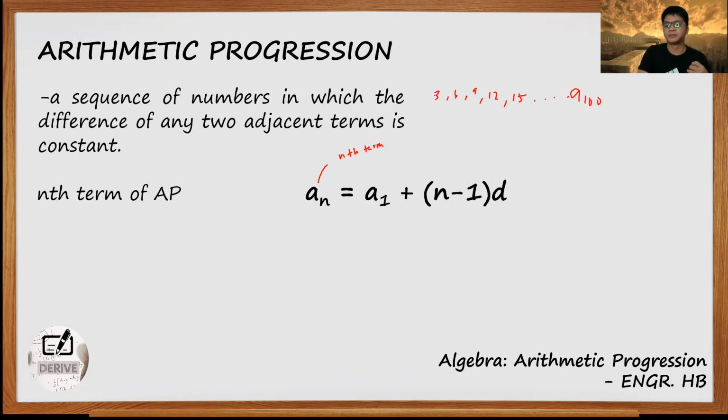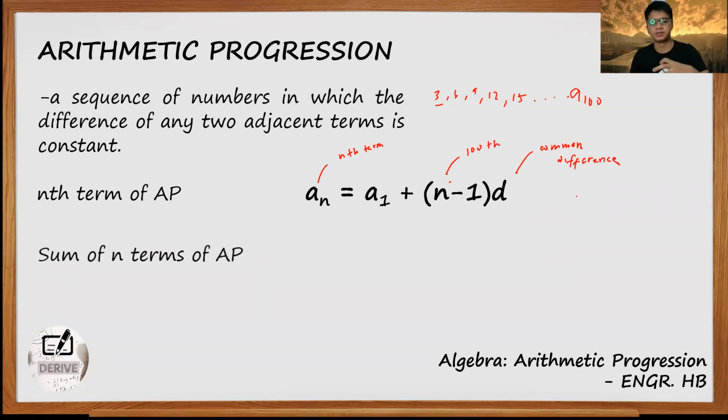A sub 1, of course, your first term, which is 3. And n is kung pang-ilang term yung hinahanap. Kung hinahanap mo is 100th term, of course, this is your 100. Minus 1, of course, yung d stands for the common difference. Kung sa series na to, 3, 6, 9, 12, 15, the difference is 3. So that will be the common difference.